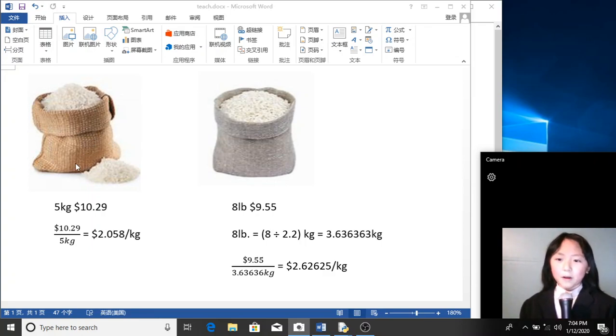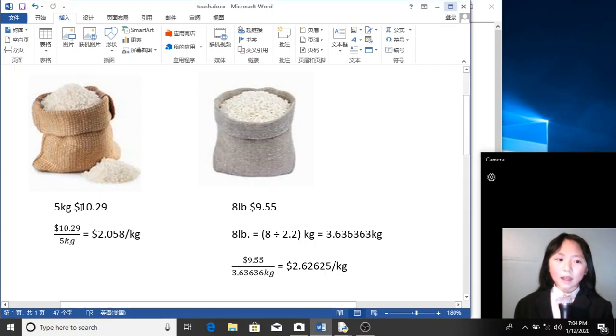For example, at the store, you see one bag of rice that costs $10.29, and it is 5 kilos in weight. And you see another bag of rice that is $9.55, and it is 8 pounds in weight.